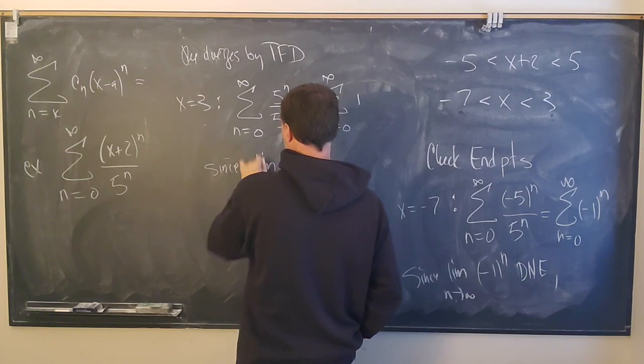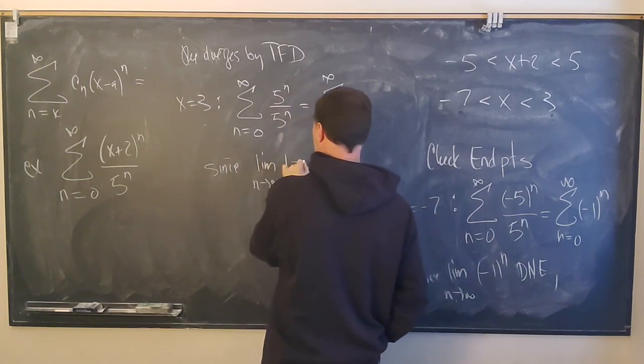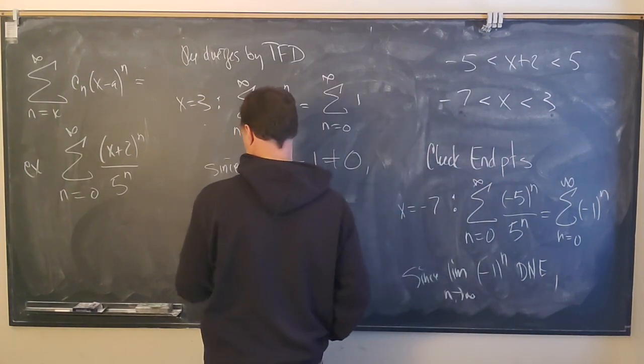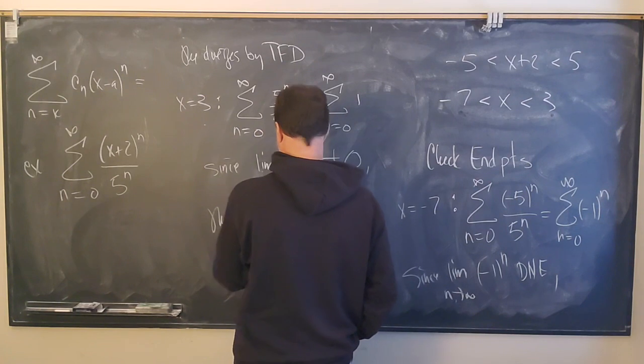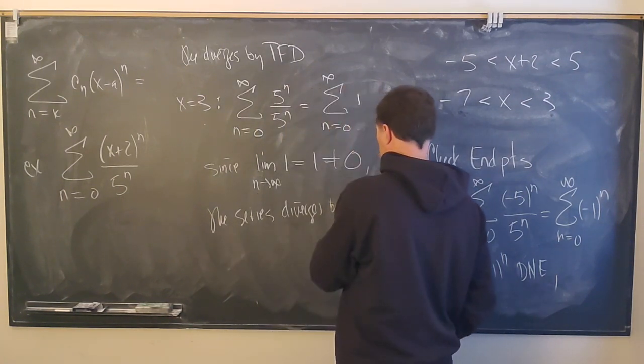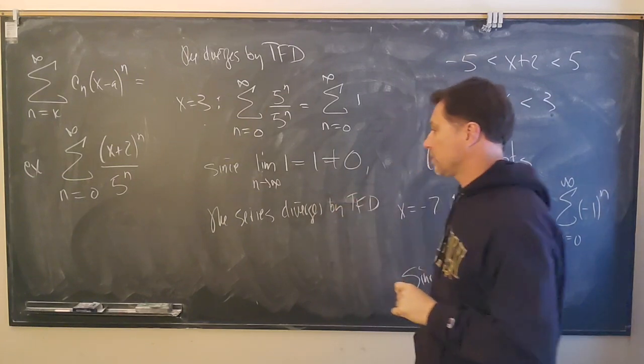So, once again, you can do it by the test for divergence, since the limit as n goes to infinity of 1 equals 1, which is not equal to 0, the series diverges by the test for divergence.